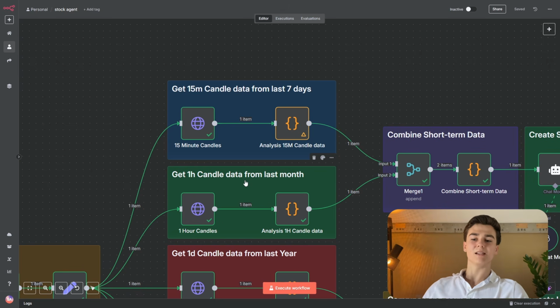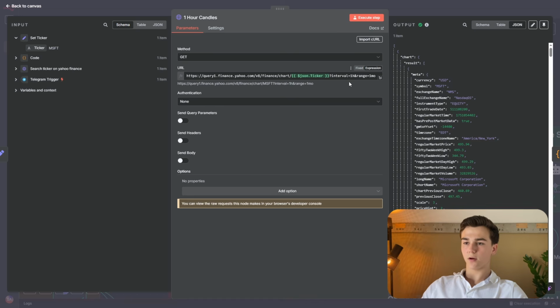This is almost basically the same as we did with the 15-minute candlestick data, but the only thing that you now have to change is the interval, which will now be on 1 hour instead of 15 minutes, and then the range, which will now be on 1 month instead of 7 days. So these will be the only changes that have to be made in this HTTP node.